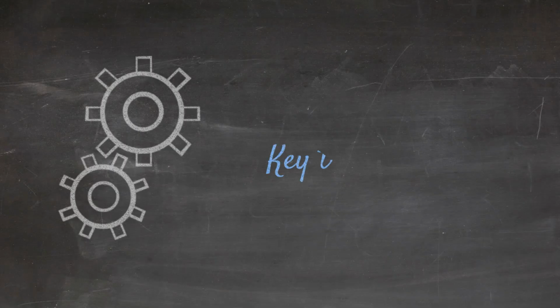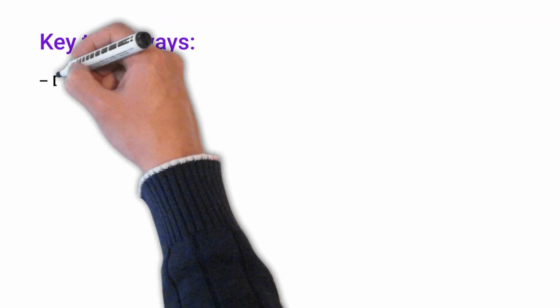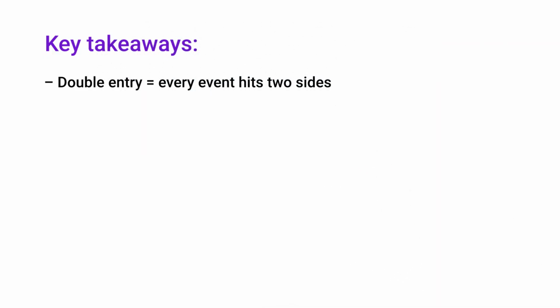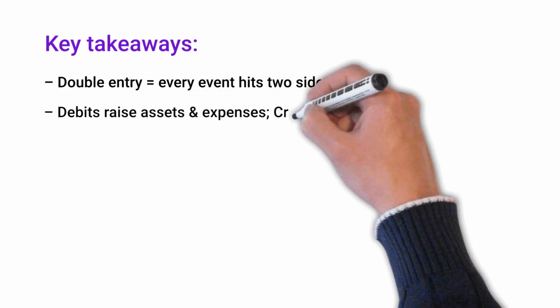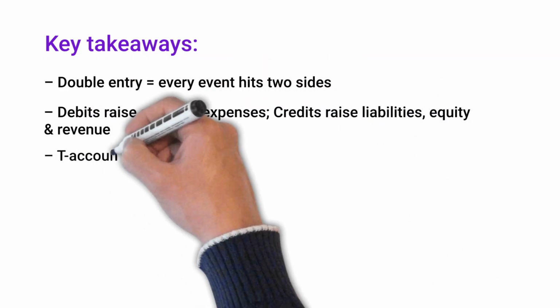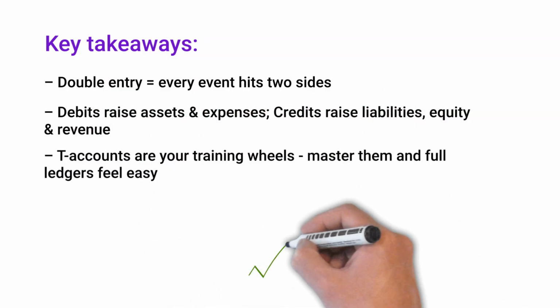Now let's briefly summarize it. Double entry means every event hits two sides. Debits raise assets and expenses, credits raise liabilities, equity and revenue. T accounts are your training wheels. Master them and full ledgers will feel easy. Congrats, you can now decode the secret handshake of accounting.